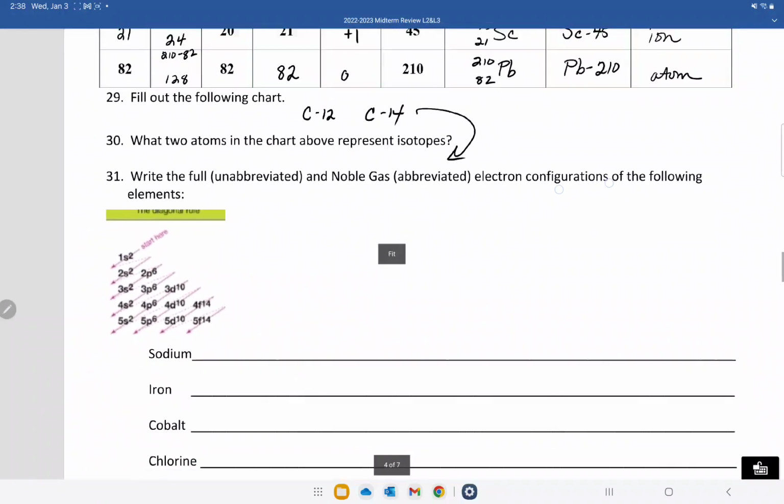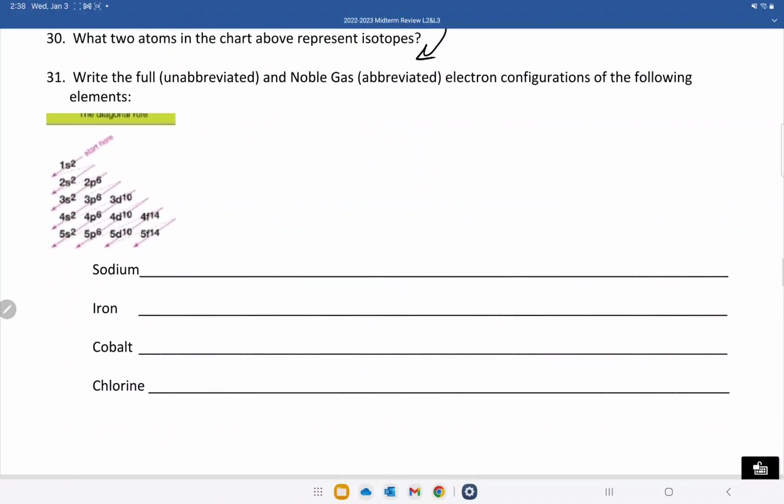Okay, electron configuration. So you are going to have the diagonal rule on the back of your periodic table. You just need to use it. So you have to remember that the S holds 2 electrons, the P holds 6, the D holds 10, F holds 14. And remember, your abbreviated goes right in here: helium, neon, after neon, argon, krypton. And that's going to tell you where to start with your abbreviated.